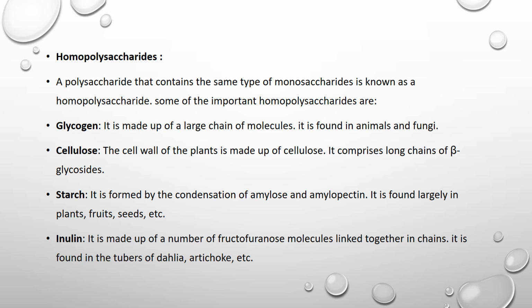It is made up of long chains of beta glycosides. Starch is formed by the condensation of amylose and amylopectin. It is found largely in plants, fruits, and seeds. Inulin is made up of a number of fructofuranose molecules joined together in chains. We can see this inulin in tubers of dahlia and artichoke.